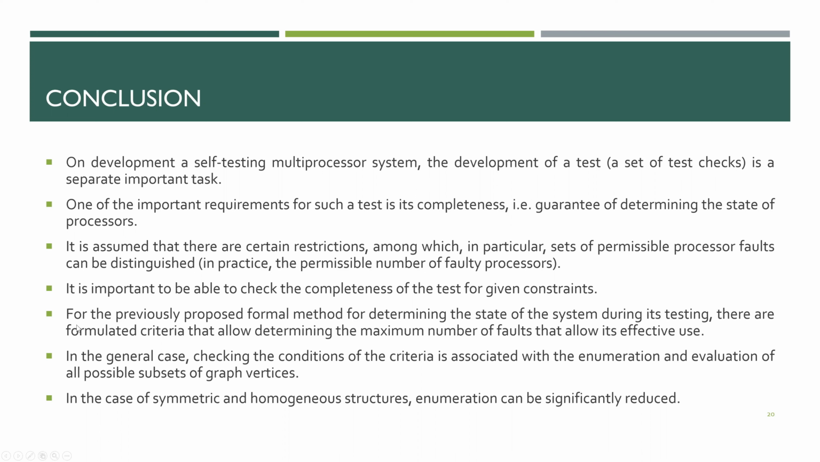For the previously proposed formal method for determining the state of the system during its testing, criteria are formulated that allow determining the maximum number of faults for which it can be used effectively. In the general case, checking the conditions of the criteria is associated with the enumeration and evaluation of all possible subsets of graph vertices. But in the case of symmetric and homogeneous structures, enumeration can be significantly reduced.